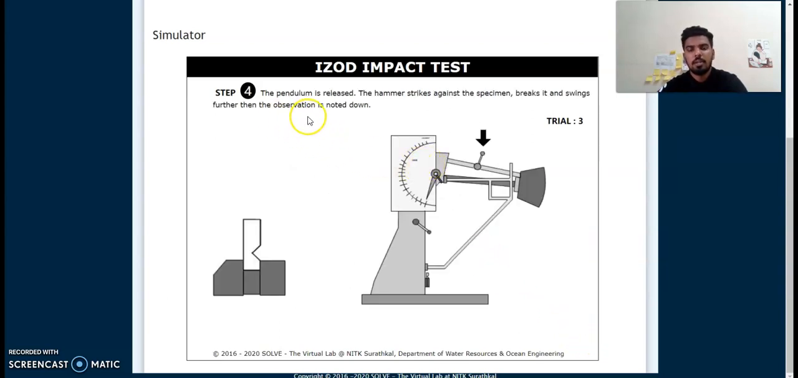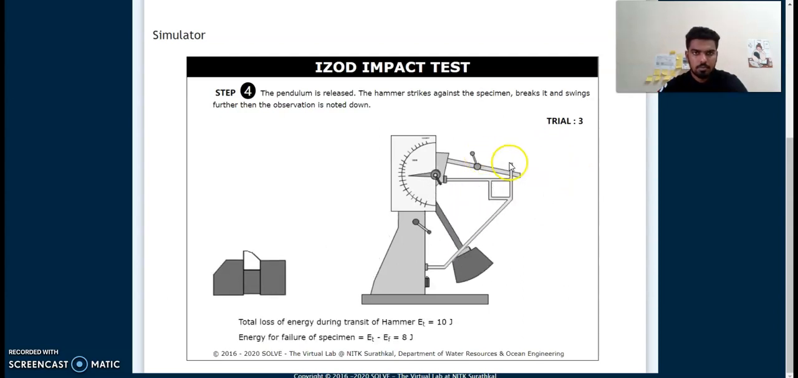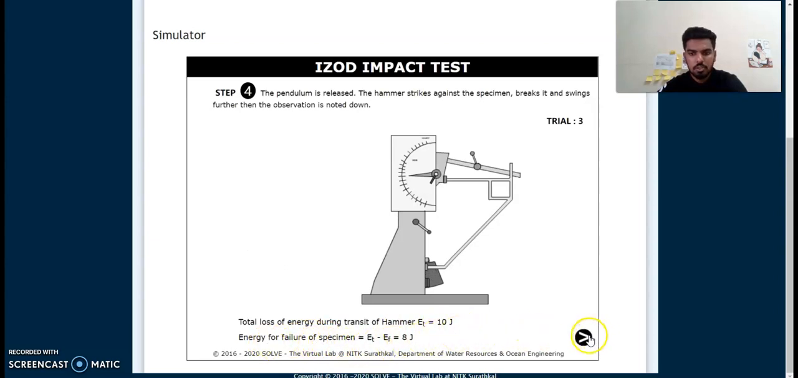Step 4. The pendulum is released. The hammer strikes against the specimen, breaks it, and swings further, and the observation is noted down. Total loss of energy during transit of hammer is equal to 10 joule. Energy for failure of specimen is equal to 8 joule.